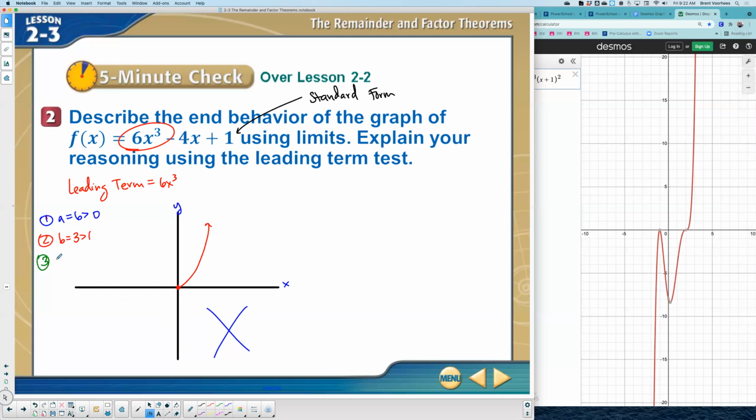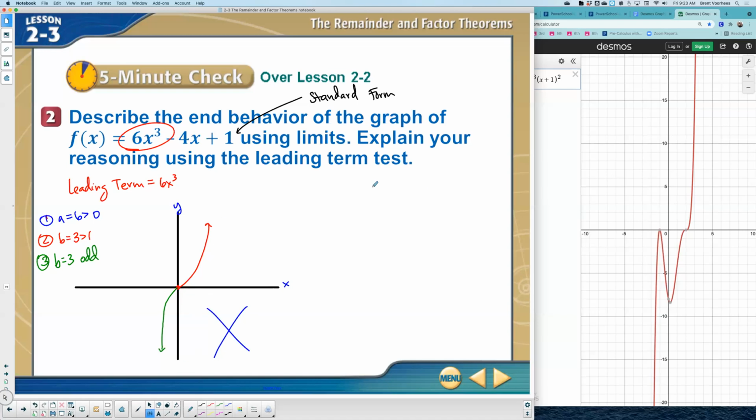And then finally, number 3, is 3 odd or even? Does that mean straight across the y-axis or diagonal across the y-axis? All right, across the origin. Across the origin, diagonal. There's odd. Boom. And so again, that's a zoomed out view. If you wanted to zoom in, you would see that it would be shifted up 1. But overall, that's the graph.